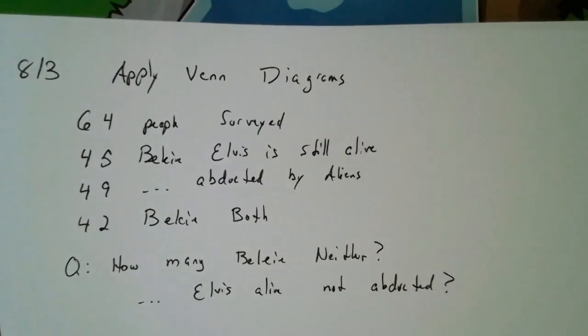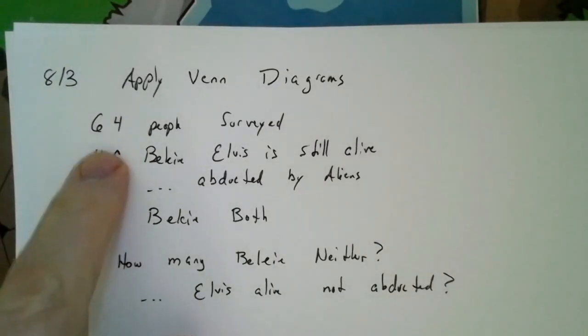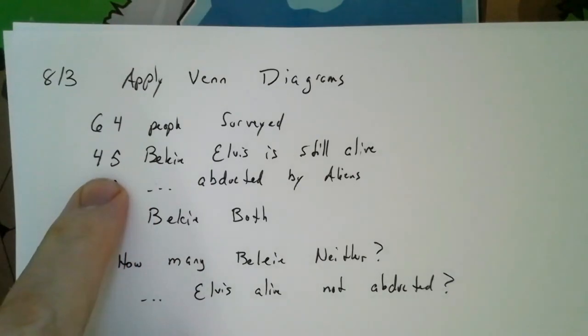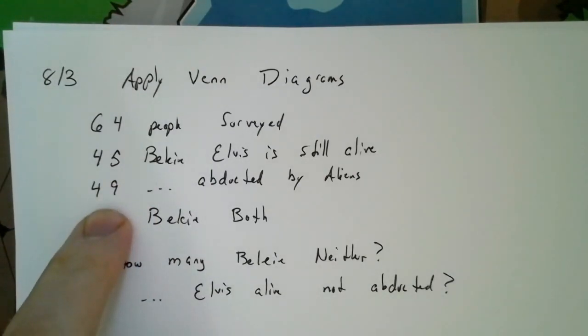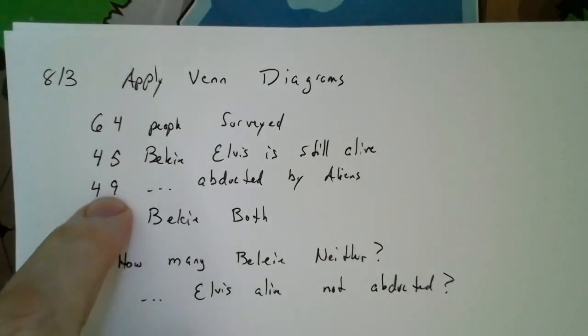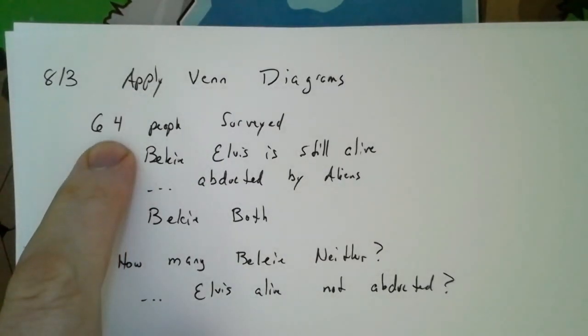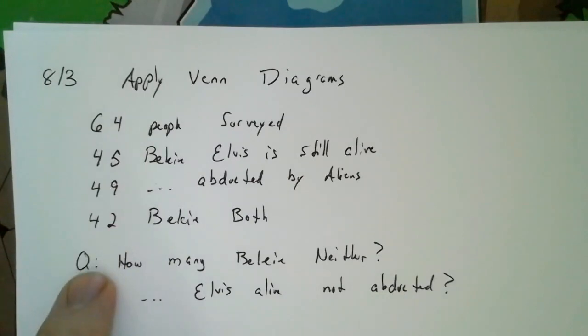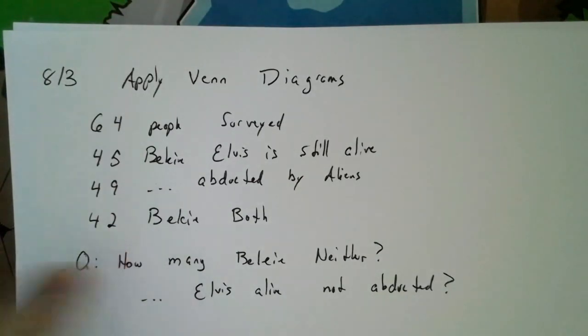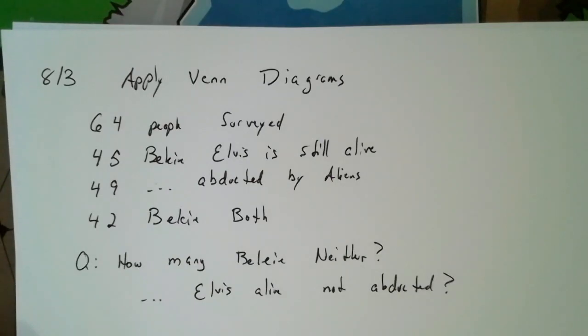It's a survey of 64 people, but then we get these results of 45 people believe Elvis is alive and 49 believe they've been abducted by aliens. Now, clearly that's 94 people. And so how does that sync with this 64? Well, there's 42 people that believe both, so there's going to be some overlap here.